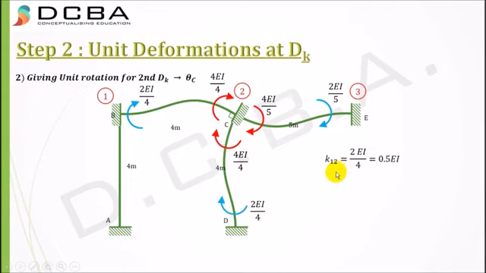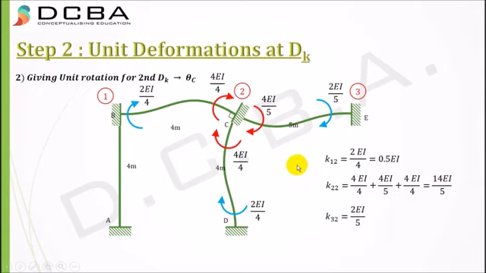Now K12 is the force or moment formed at joint 1 due to unit rotation or deflection applied at joint 2. So 2EI by 4 is the only moment formed at joint 1. K22 would be the force or moment formed at joint 2 due to unit rotation applied at joint 2. So it is 4EI by 4 plus 4EI by 5 plus 4EI by 4, all these three, which comes out to be 14/5 EI.